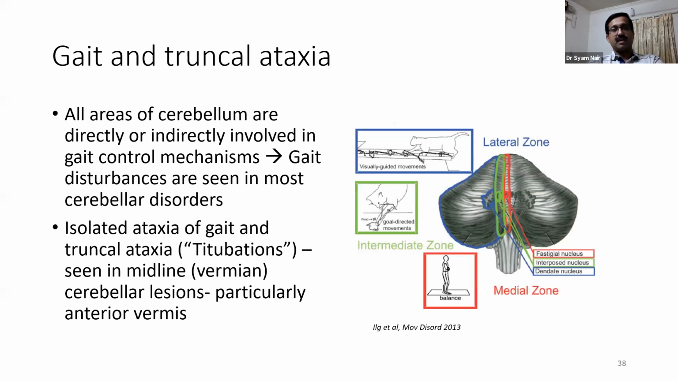And all areas of the cerebellum are directly or indirectly involved in gait control mechanisms. So gait ataxia and truncal ataxia are cardinal manifestations of cerebellar disease. But when gait ataxia occurs as an isolated phenomenon, that is, only gait ataxia is there without much limb involvement, and titubation is also present, it generally indicates a lesion in the midline or vermian region, particularly the anterior vermis of the cerebellum. And this is typically seen in those with alcoholic cerebellar degeneration, where the anterior vermis is classically affected.